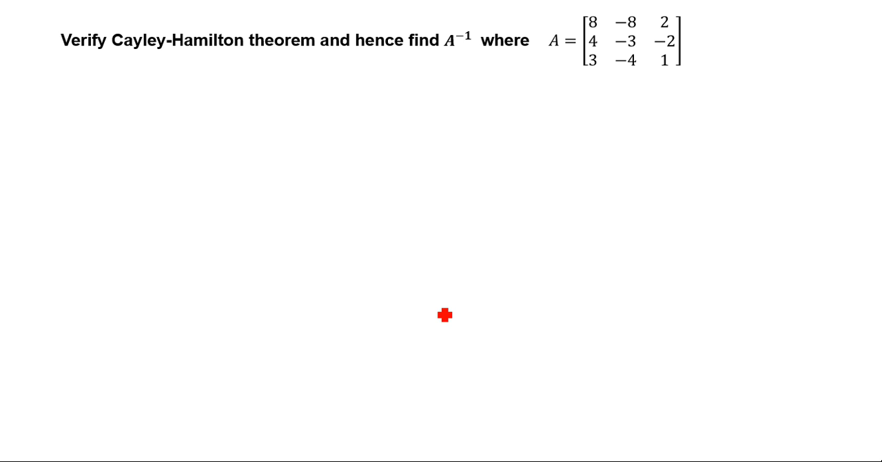See the problem. Verify Cayley-Hamilton theorem and hence find A inverse, where A equal to [8 -8 2; 4 -3 -2; 3 -4 1]. So there are two parts. First you have to verify the Cayley-Hamilton theorem and you have to find A inverse.